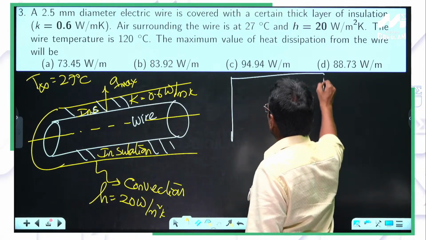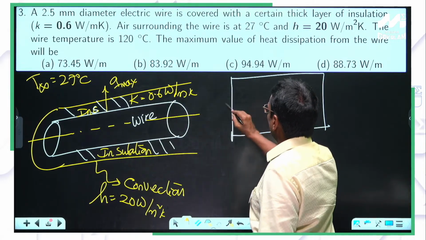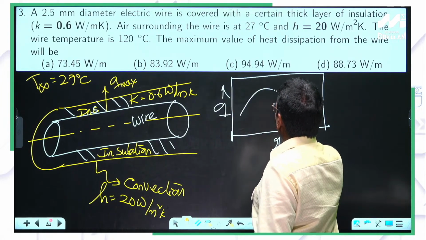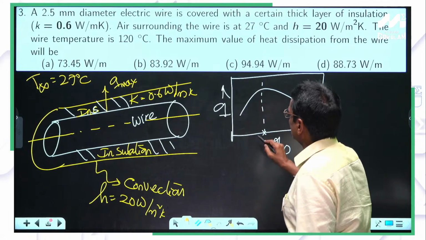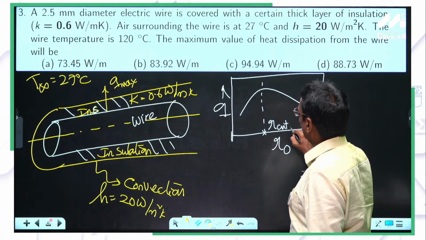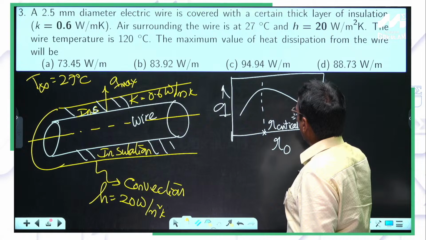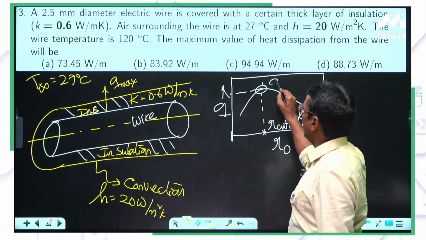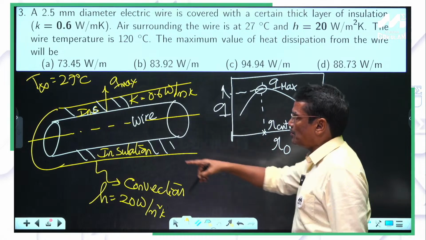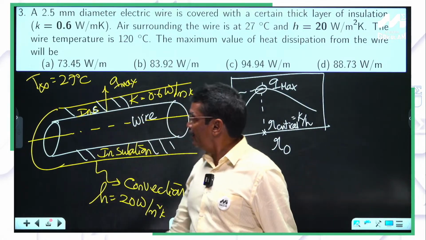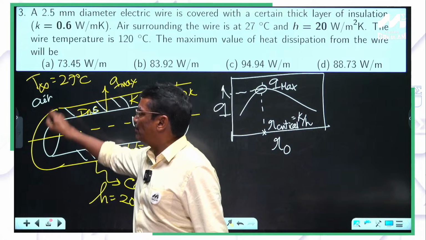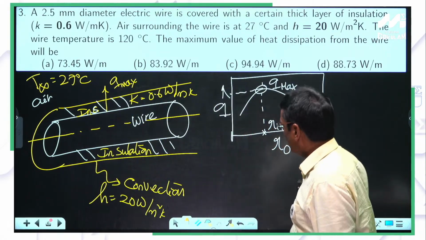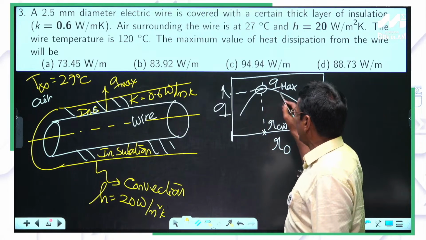This is a concept of the critical radius. When you provide the critical radius of insulation, which is given by the formula K by H, then under that condition heat transfer rate will be maximum. You can expect the maximum heat transfer rate from the wire to the air only when you provide the critical radius of insulation. So first let me calculate what this critical radius of insulation is.